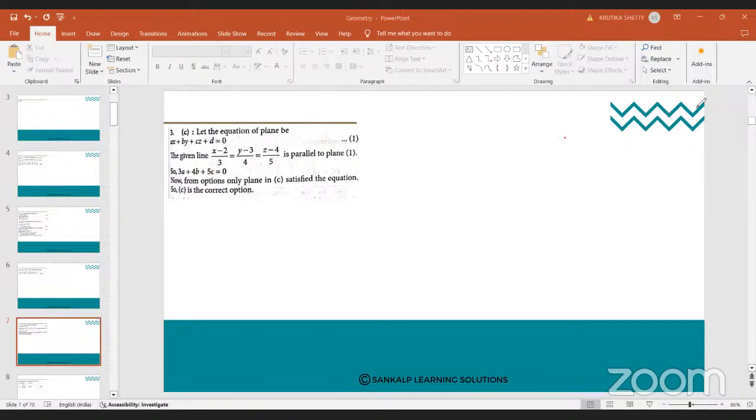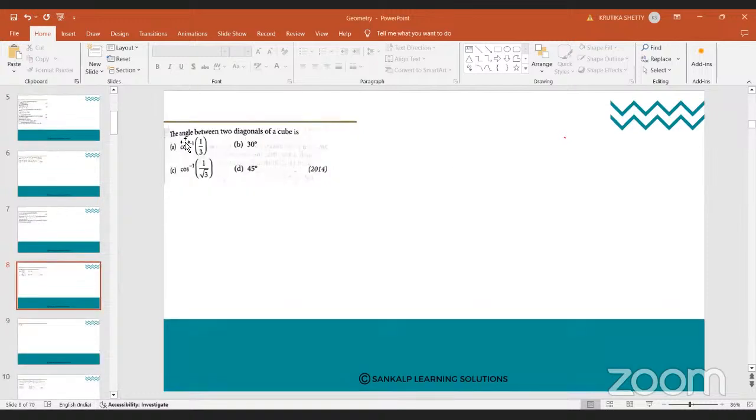Okay, next example, example number 4. Here we need to calculate the angle between the two diagonals of a cube. The angle between the two diagonals of a cube is... So see, we will discuss this solution.